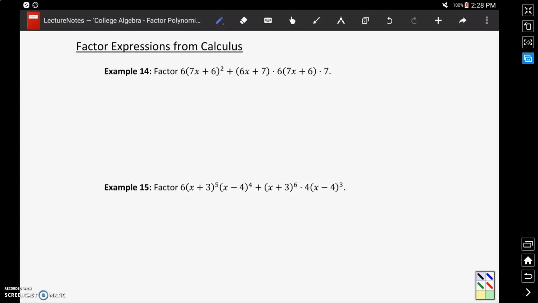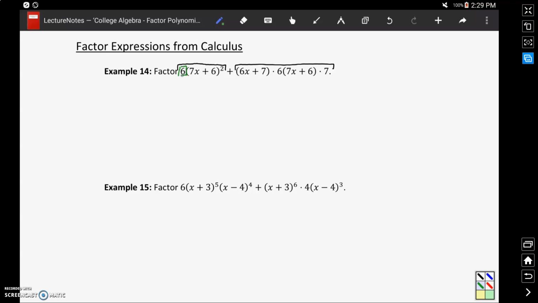While they do start off looking somewhat ugly, it's important to note that what we have in each of these cases are simply two terms. They're rather long terms, but we have a first term and a second term. We can start off by applying that idea of looking for greatest common factors.